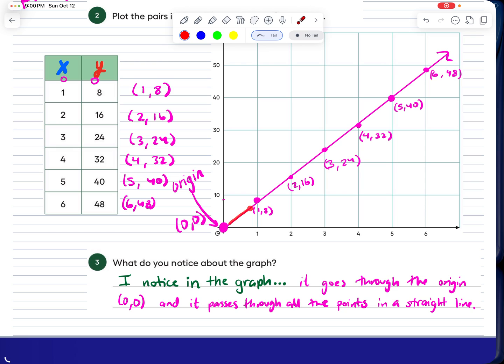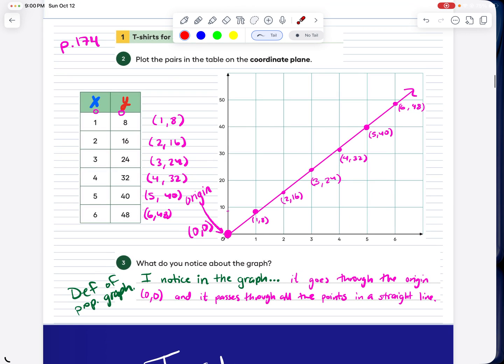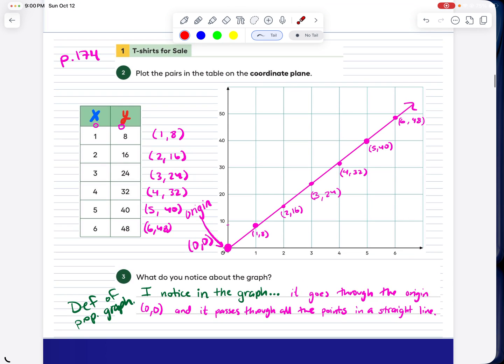This is actually how you know the definition. This is actually the definition of a proportional graph. If you notice that it goes through 0, 0 and that it's a straight line, you know right away, yes, if you check both these boxes, like, yes, it goes through 0, 0, and it's a straight line, you know right away, yep, this is a proportional graph, instantly.